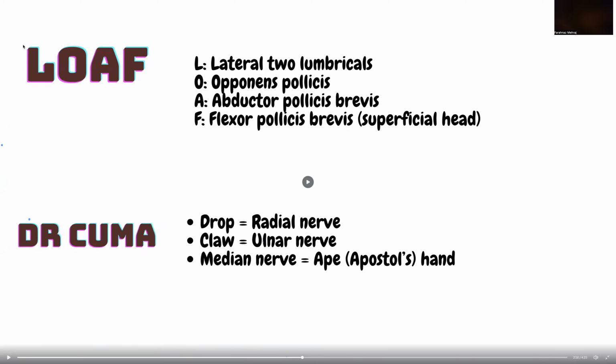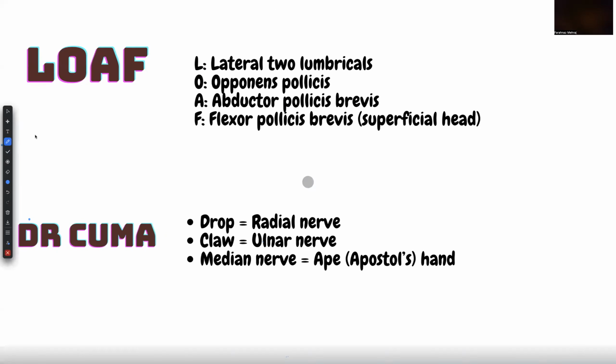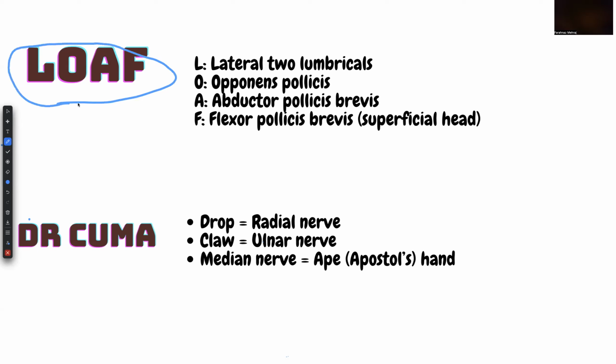So here we see LOAF, as we all know what is a loaf. It's a loaf of bread or something. So we have this loaf, okay? So these are some of the muscles that the median nerve supplies. So from L, we have the lateral two lumbricals.